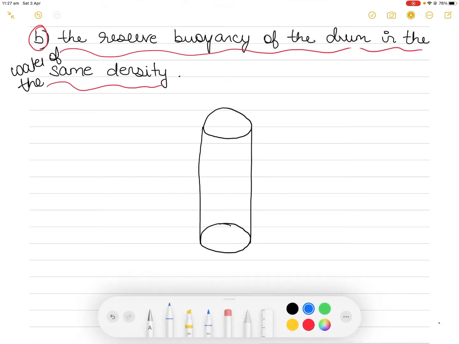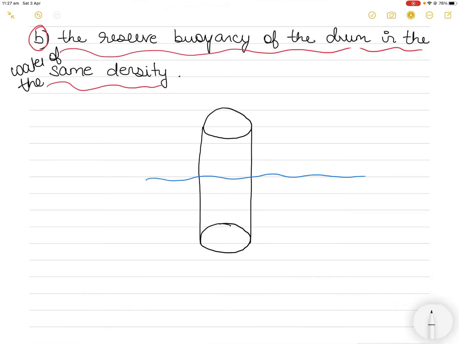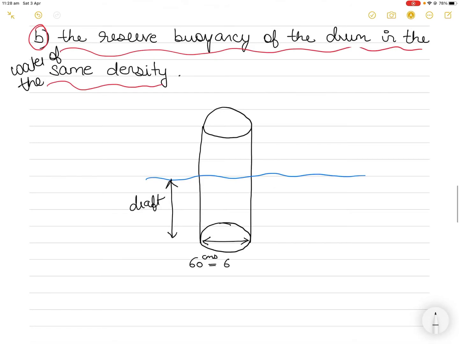Let's say I'll draw the water line with the blue color. So that gives it a water line. Then this becomes the draft of the vessel, or the draft of the cylinder. I keep saying vessel, but it's a cylindrical vessel. The diameter is given as 60 centimeters, but because the length is in meters, I will convert this into meters as well. I'll divide it by 100, and this gives me 0.60 meters. This is the diameter of the cylinder.